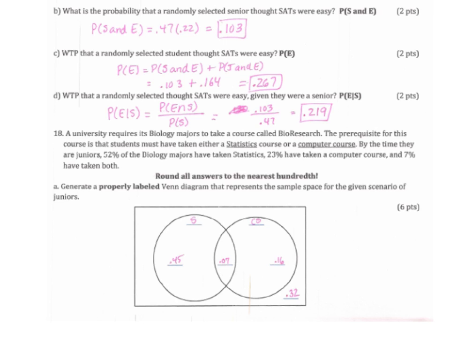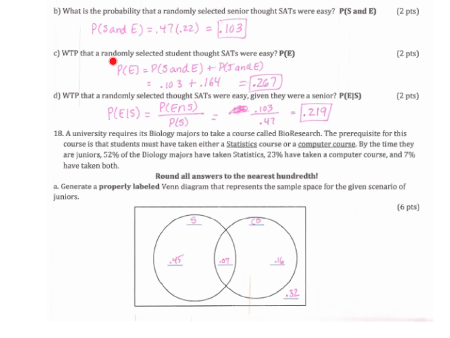So senior and easy, since these are independent events, would just be the probability of senior times the probability of easy, which is 0.103. And let's not even bring up the fact that, once again, you were supposed to round to the nearest thousandth. I overlooked that because I wasn't there to remind you, even though it was in big bold letters above. C, what's the probability that a randomly selected student thought it was easy?